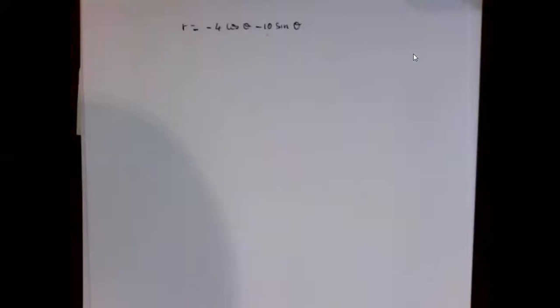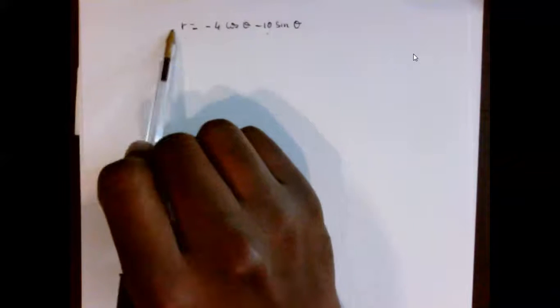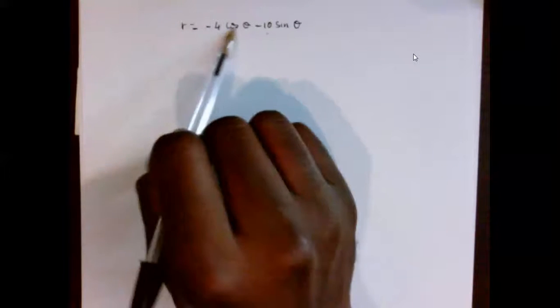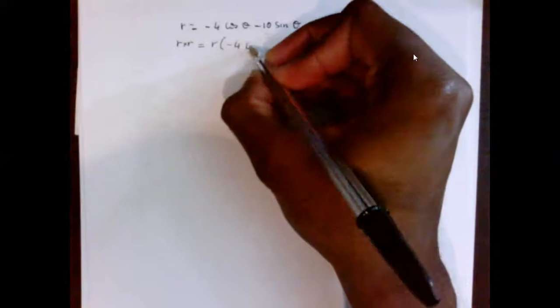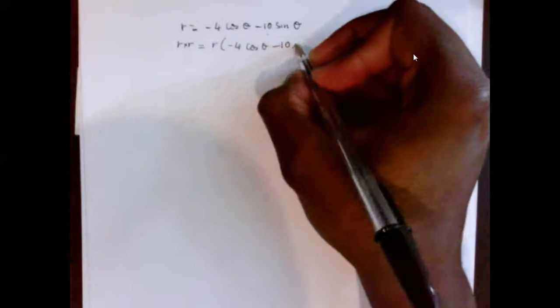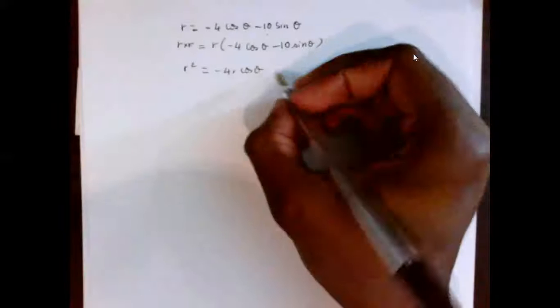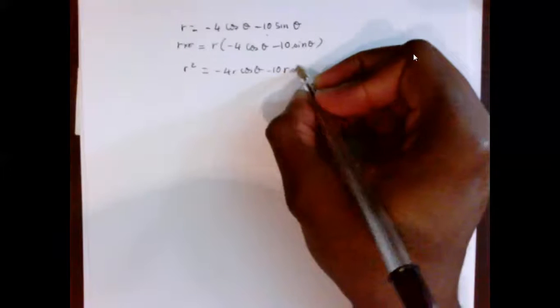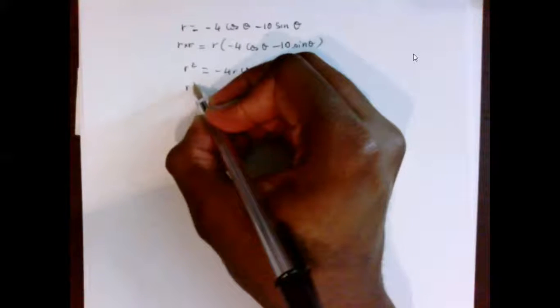How do I do that? I can do so by multiplying both sides of this equation by r. So r times r on this side, and r multiplied by this whole thing on the other side. r times r is r squared. r times this is -4r cosine theta, and r times that is -10r sine theta. So r squared will be equal to that.